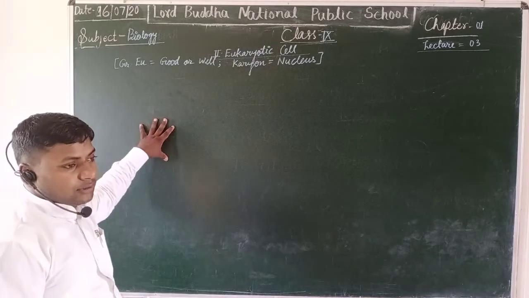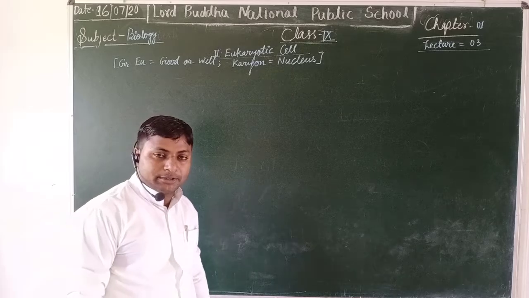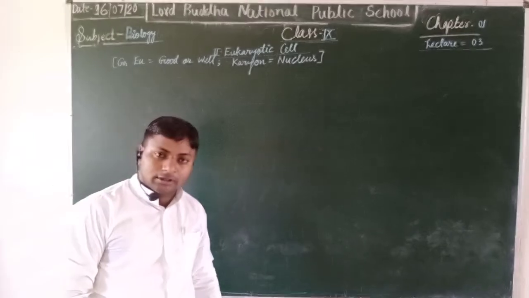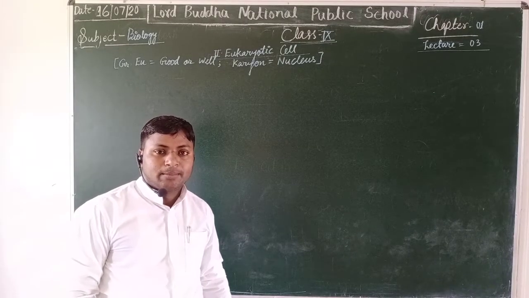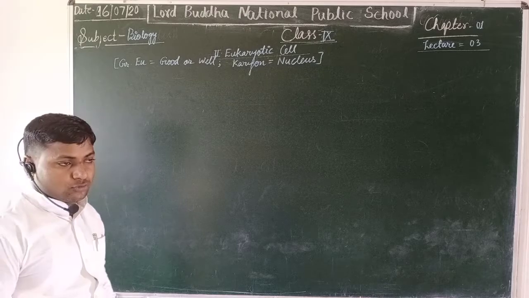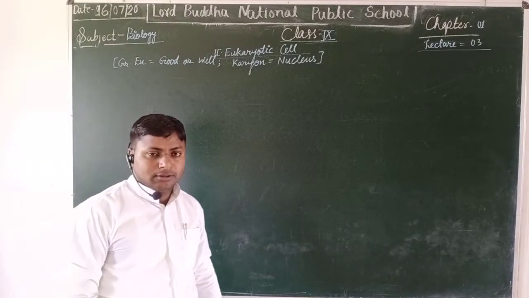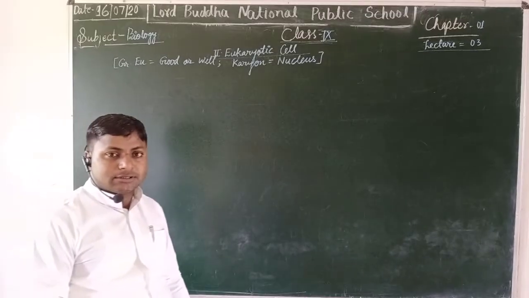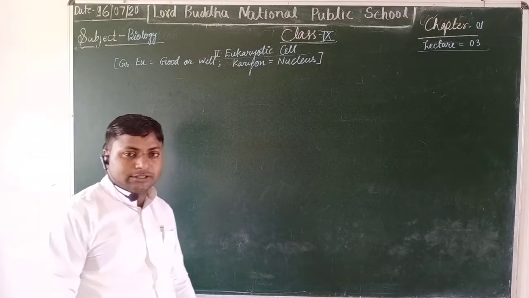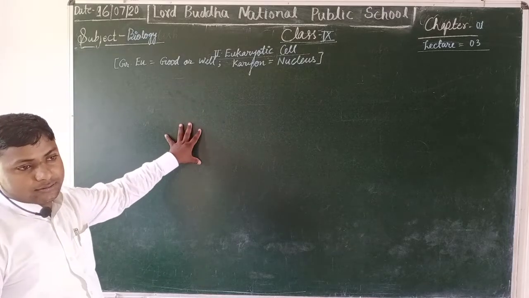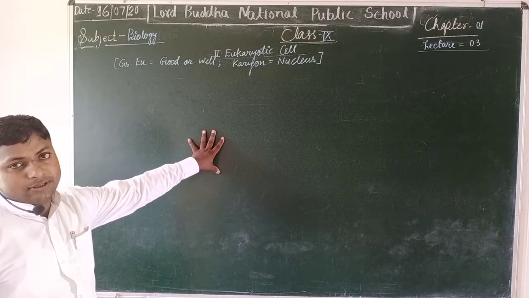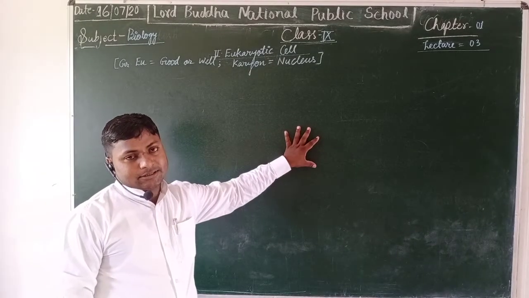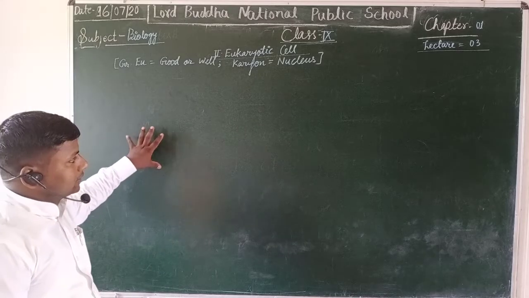Besides, well developed cell organelles are also present in eukaryotic cells, such as mitochondria, Golgi body, 80S ribosomes, endoplasmic reticulum, lysosome, spherosomes, and vacuoles. Spherosomes are in animals, vacuoles in plants, and many more organelles are present, which will be discussed diagrammatically in today's class.